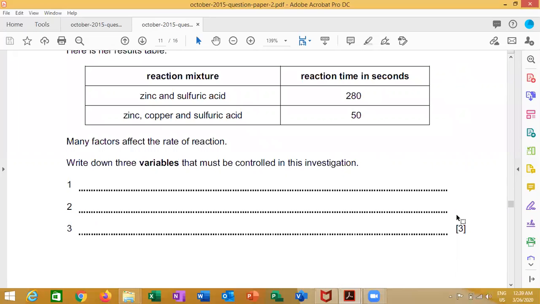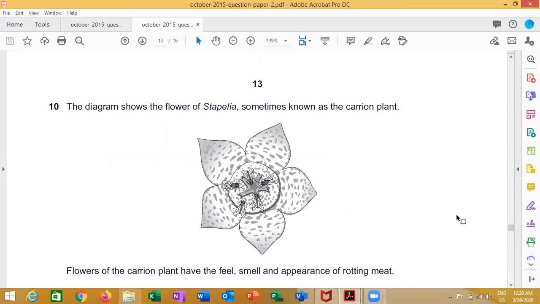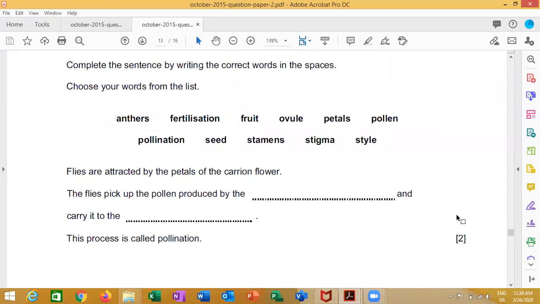Next one, question 10 and the last question in paper 2. Guys, complete the sentence according to the information that you have. The flies pick up pollen produced by the anther and carry it to the stigma. This is the definition of pollination.